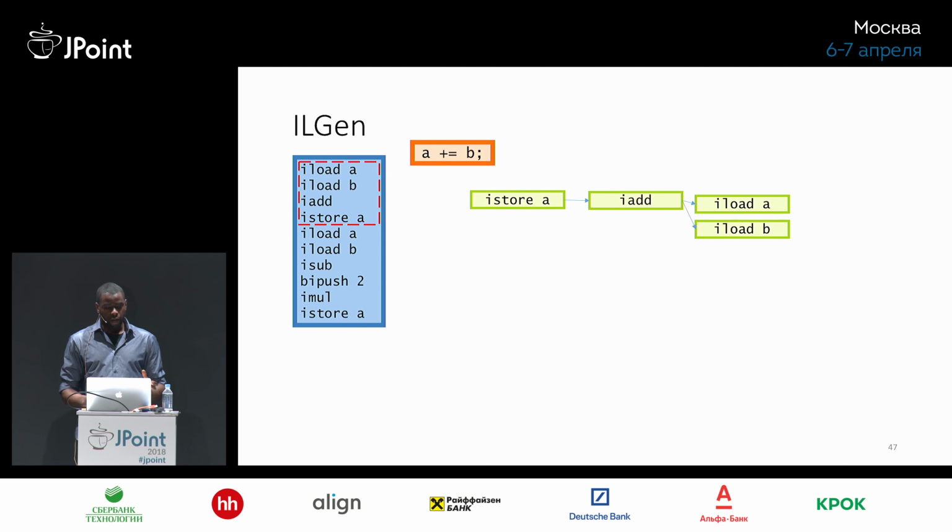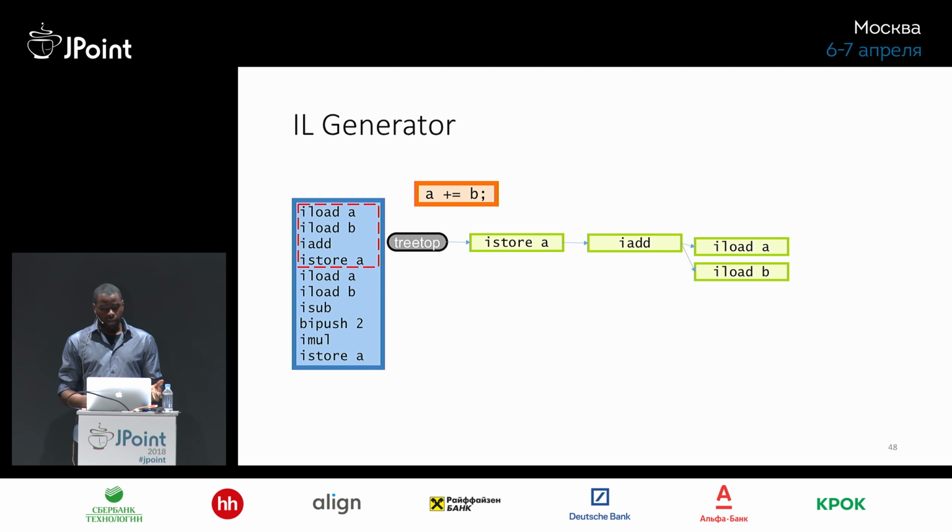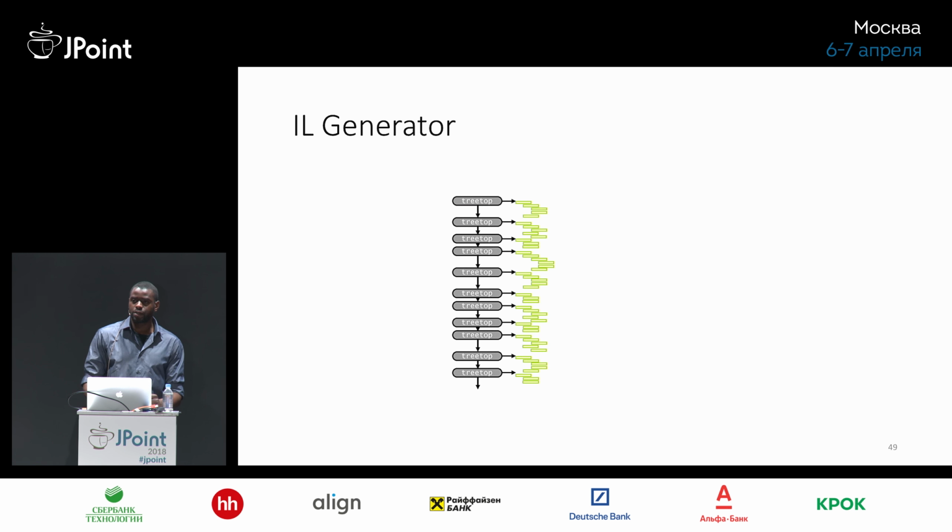The IL generator creates a tree that represents that expression. Everything on the right is an operand to things on the left. As you can see, the inputs are loading A and B, and then providing them to the add operation, and then storing that. Each expression gets a tree top, and this procedure repeats for all the bytecodes. Eventually we get something that looks like this: a bunch of tree tops, all representing expressions, all linked. That's basically the method.